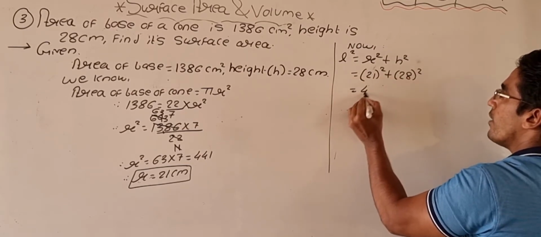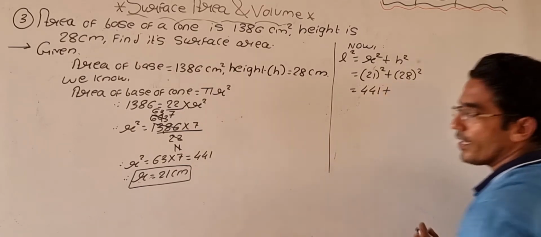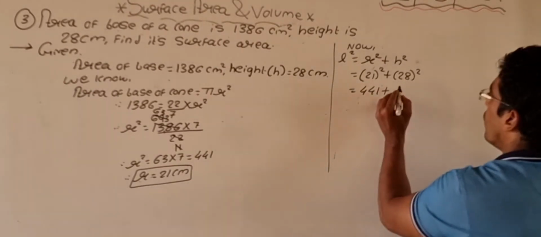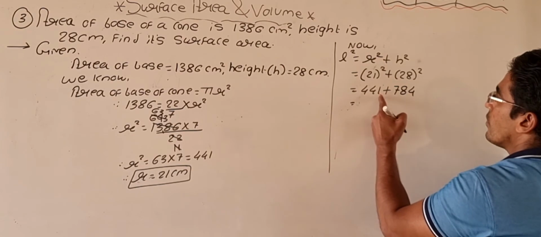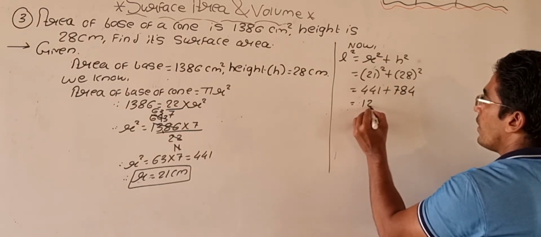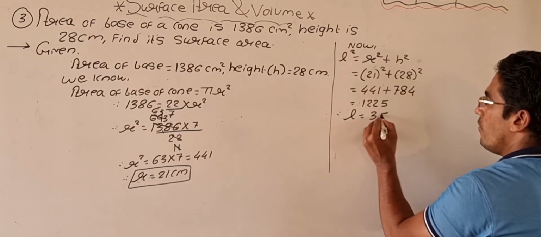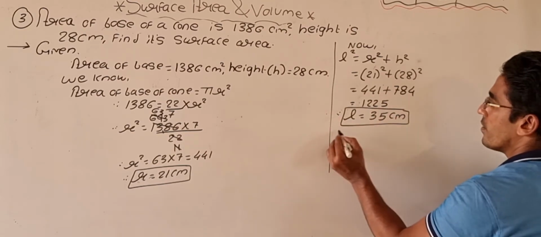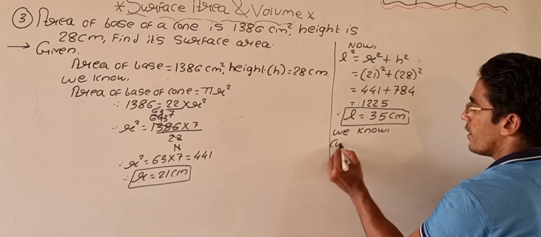What is 21 square? 441. What is 28 square? 28 multiplied by 28 is equal to 784. 784 plus 441 is 1225. Therefore, 1225 is the square of 35. So L is equal to 35 centimeter. We have to find out curved surface area.